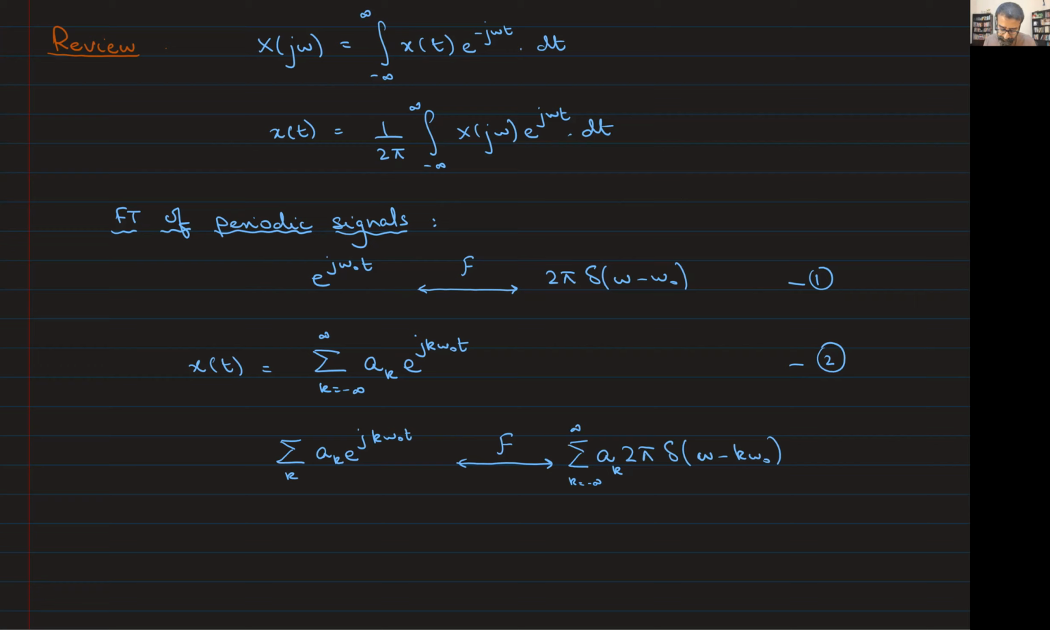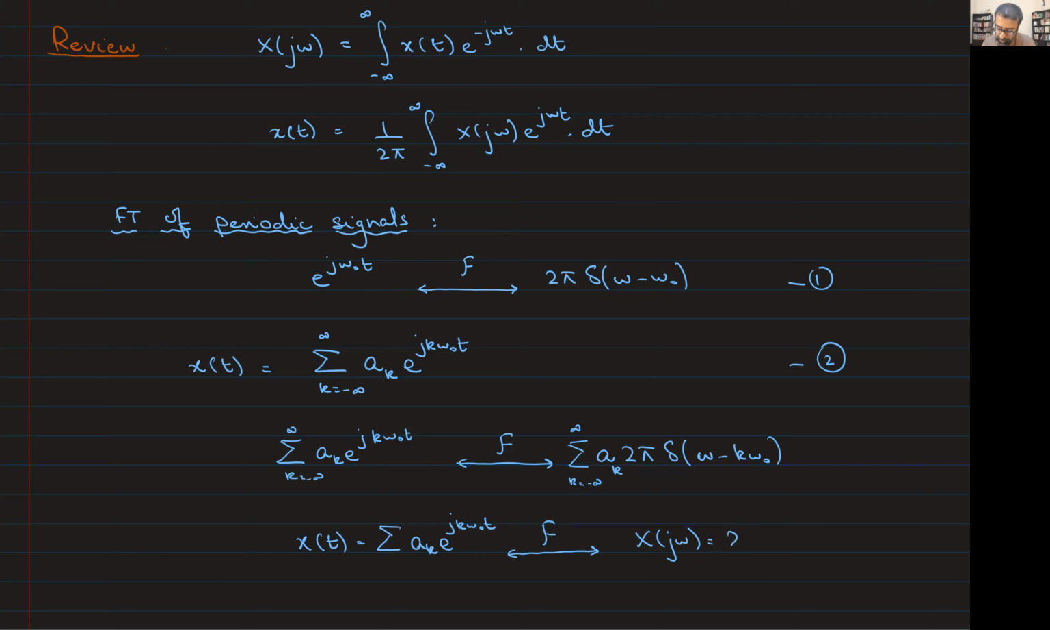So what we conclude from here is that for a periodic signal which has a Fourier series decomposition with Fourier series coefficients given by a k, the Fourier transform is going to be equal to X of j omega, which is equal to the summation.